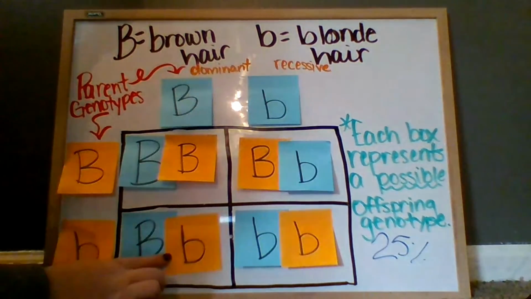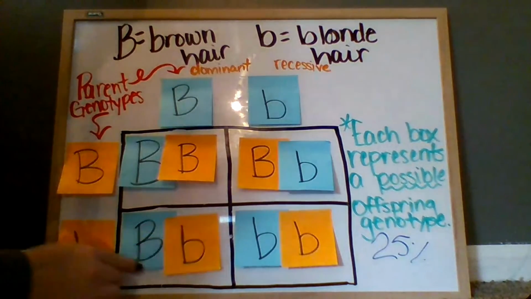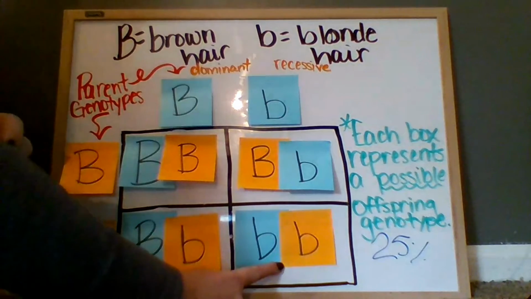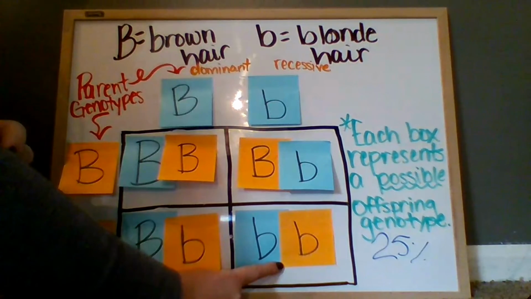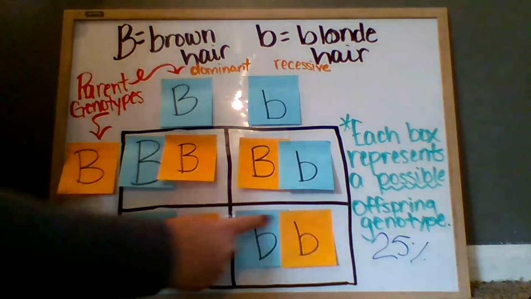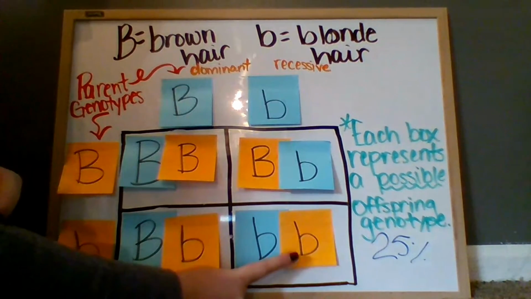All right, we have a similar combination here. We have a capital and a lowercase, 1 dominant, 1 recessive allele. So this again is going to be heterozygous. And here we have 2 recessive alleles together, 2 lowercase letters, hetero or homozygous? Homozygous, because homo means the same kind, and this would be a homozygous recessive, because it's the same kind of the recessive allele.